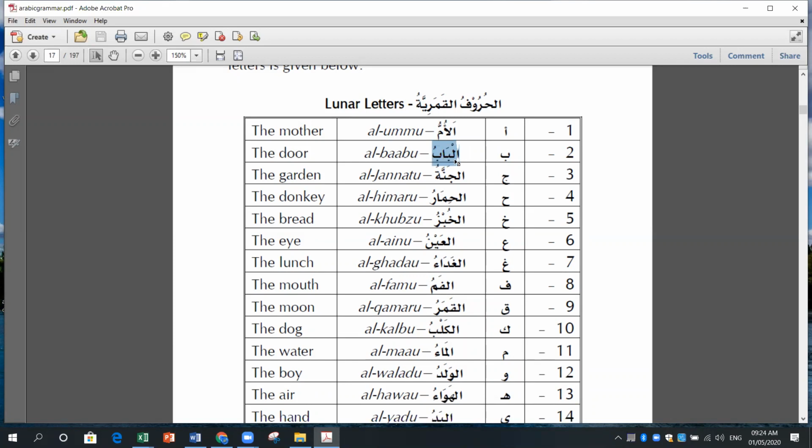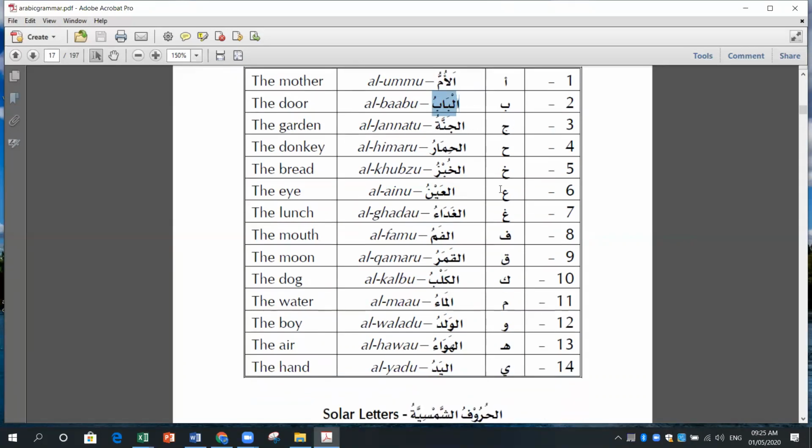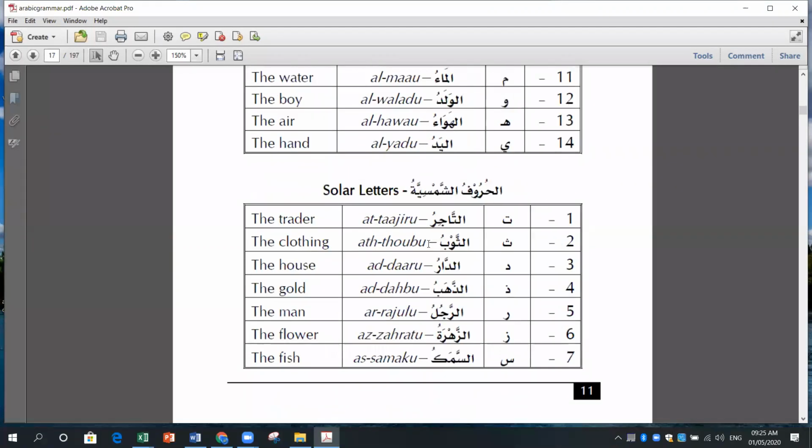So there are two categories in all the alphabets. With some letters, we pronounce alif lam. With some letters, we don't pronounce it. Okay? So these are the letters with which we pronounce it. For example, Al-Khubzu, bread. I pronounce this alif lam. But there are certain other letters with which I don't pronounce alif lam.